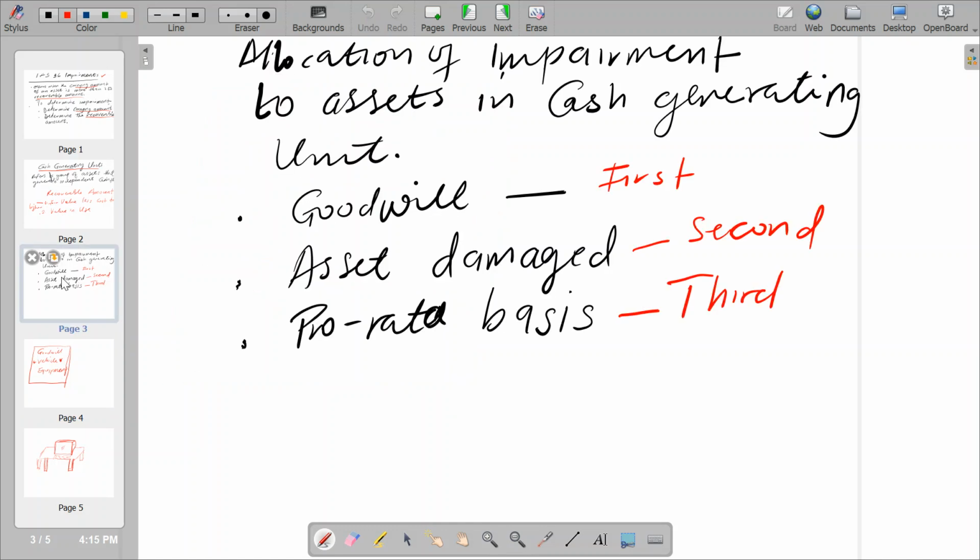And then we also looked at allocation of impairment loss over cash generating units. So if an asset in a cash generating unit is impaired and we have an impairment loss, how do we allocate the losses over the assets in the cash generating unit?